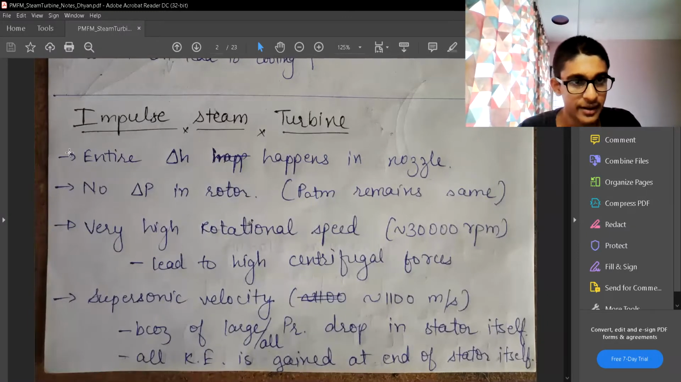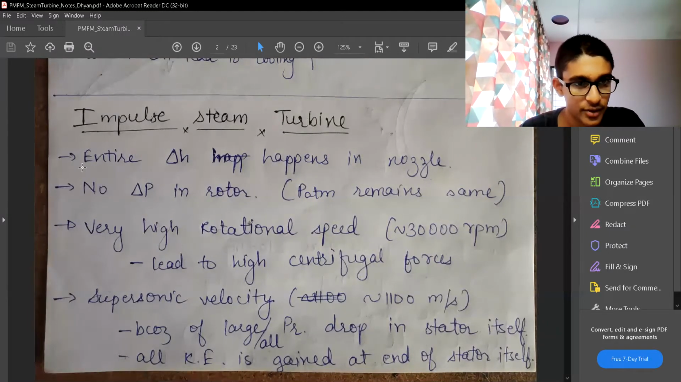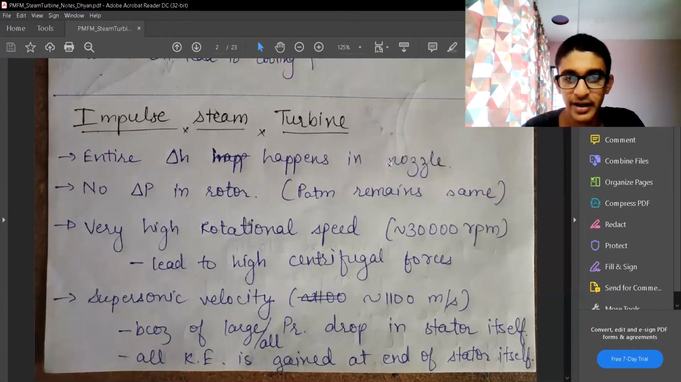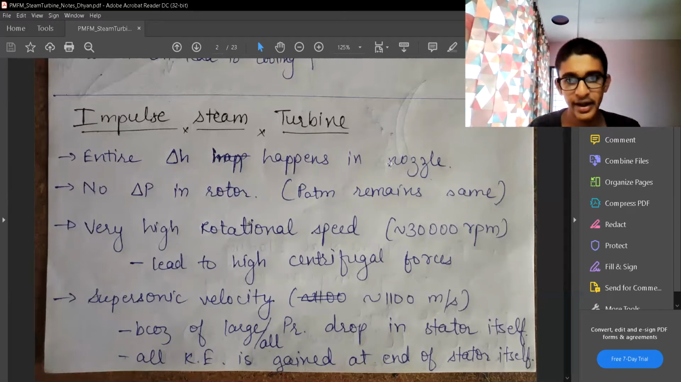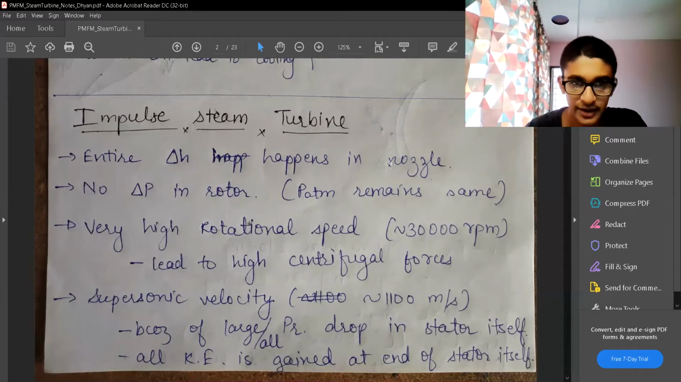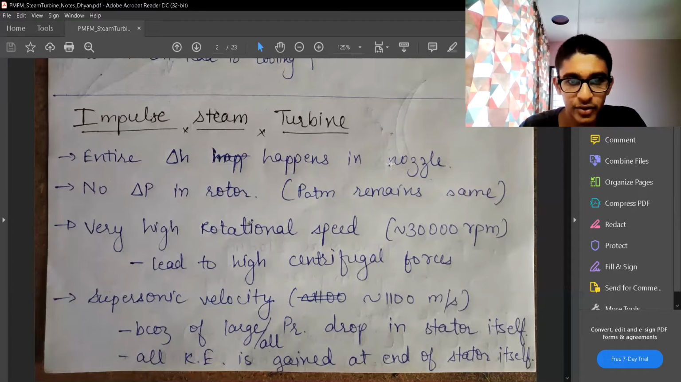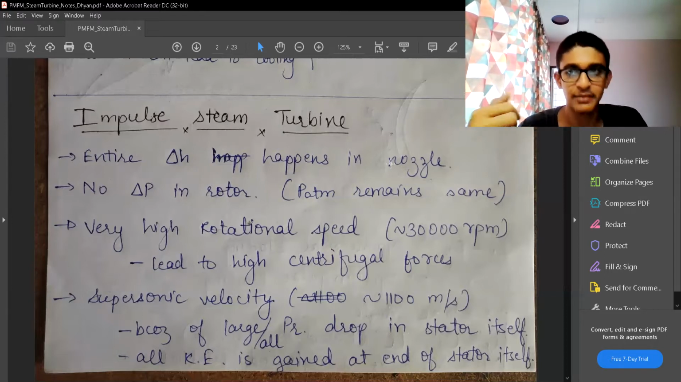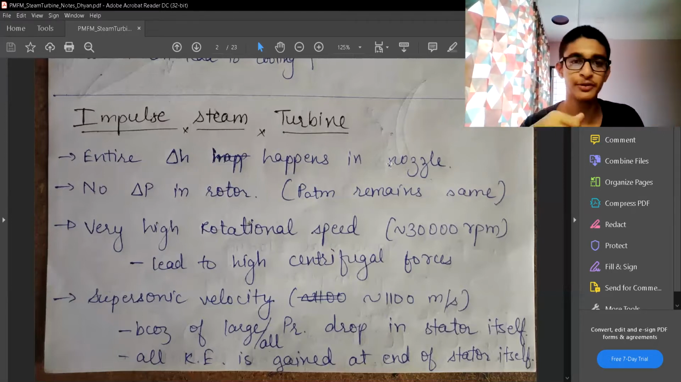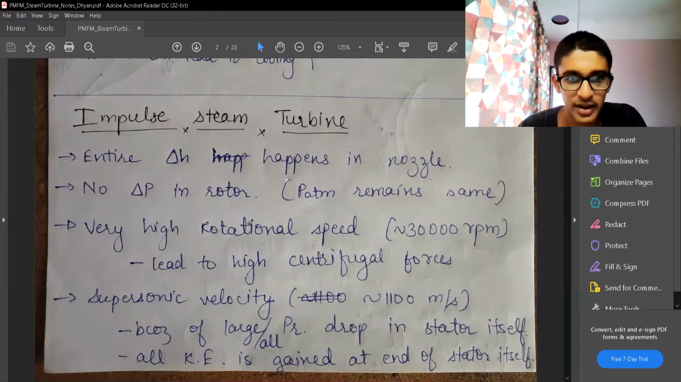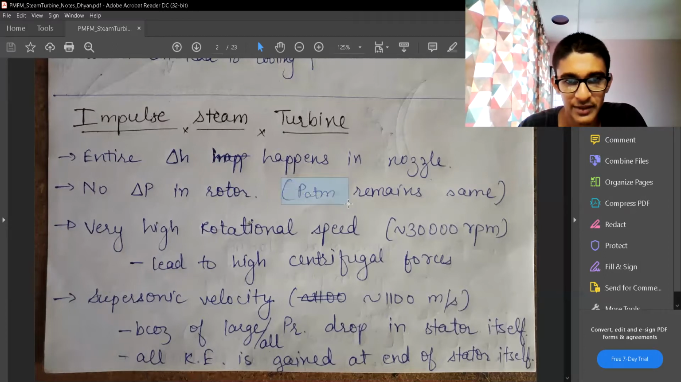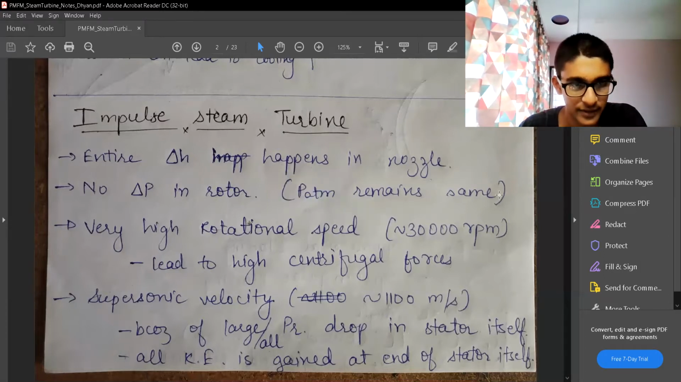Let's see the impulse steam turbine in more detail. The entire change in enthalpy happens in the nozzle itself. The nozzle is where we are converting high pressure head into high velocity. That velocity is going to be imparted on the blades of the turbine, and it is useful to us in the rotation of the turbine. So there is no pressure change in the rotor. That means there is atmospheric pressure always inside the rotor.